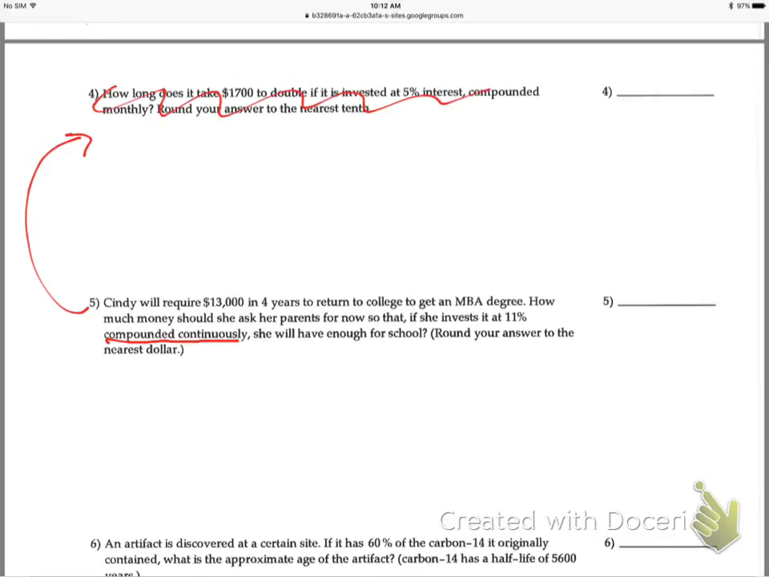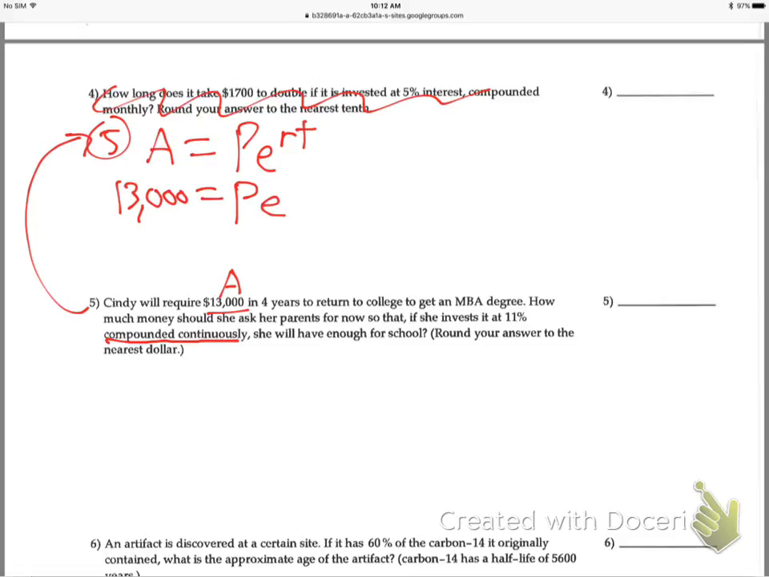So it's for number 5 up here. We're going to use PERT because it says compounded continuously. Cindy will require $13,000 in 4 years. Is that the amount she's putting in? It's the amount she wants later. She wants to put some lower amount, call it P, the principal, in now and have it turn into $13,000 in 4 years, right?